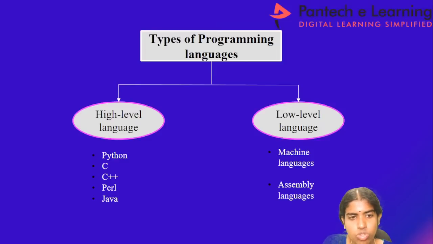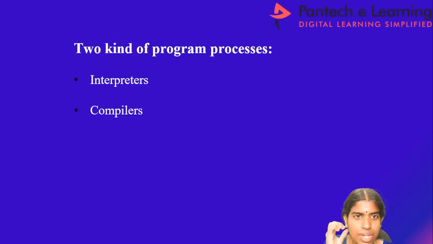I can go for Python, C, C++, Perl, Java. And we have two different types of low level language. One is called a machine language and one more is called an assembly language. For embedded C coding, I can go for the assembly language. Clear? So basically, what is the use of all these types of programming languages?